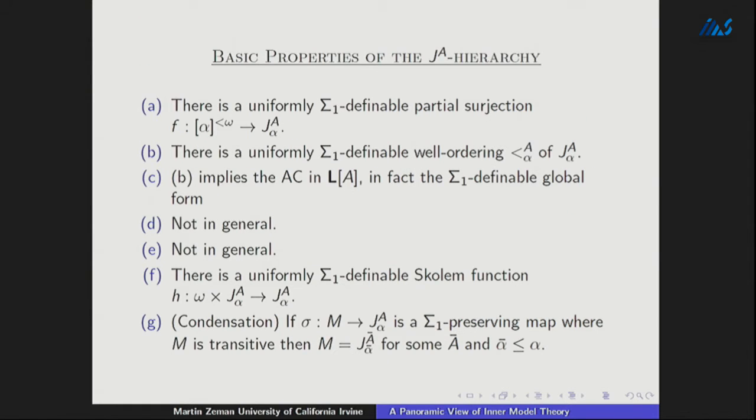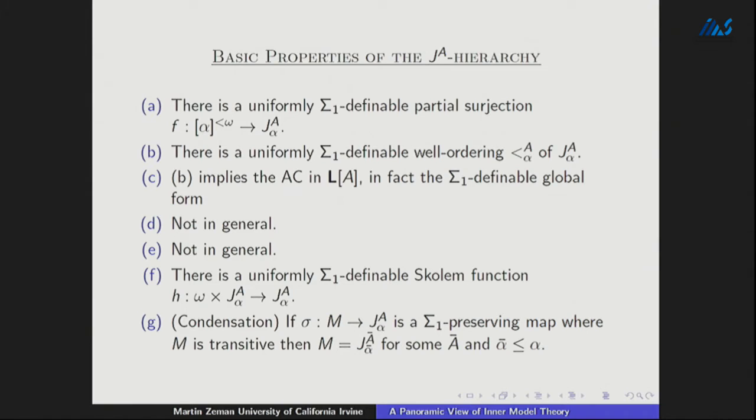So let me go back. Again, there should be omega times alpha. We have a well ordering. We have a global form of choice, but we don't have, of course, GCH in general, because the set A can code all kinds of stuff. So it can code a large number of subsets of omega, for example. But we will see once we get to extender models that there are important predicates which will guarantee that D and E will hold.